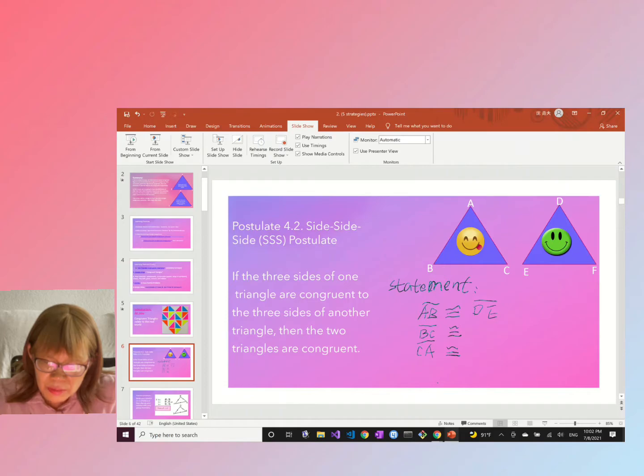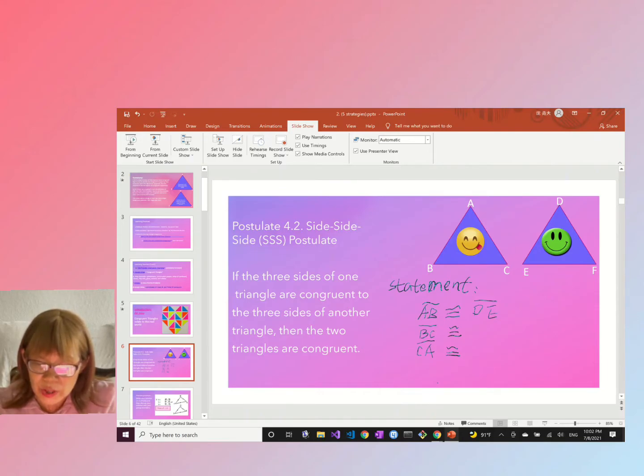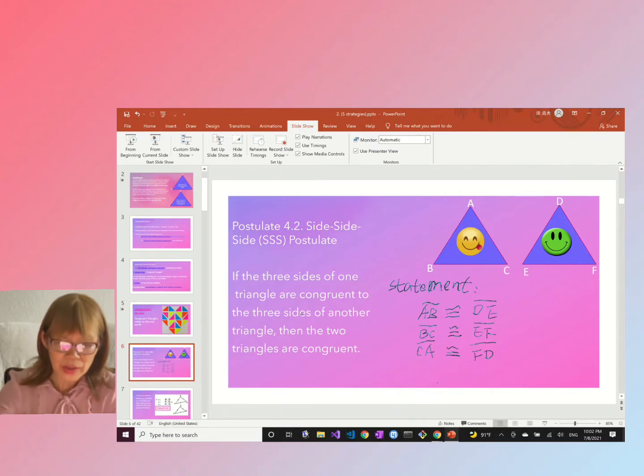DE. How about BC? BC is congruent to which side in the other triangle? Do you think it's DF? No, okay? It's BC congruent to EF. You have to write respectively, EF. And how about CA? CA is congruent to FD, okay? FD. So we get to here.